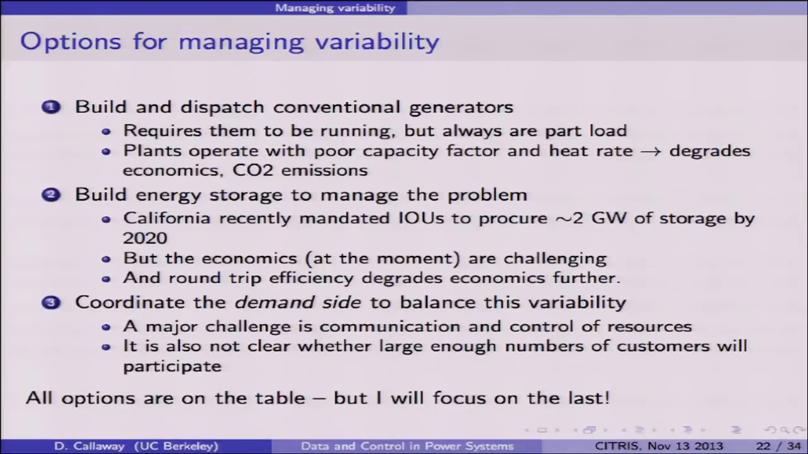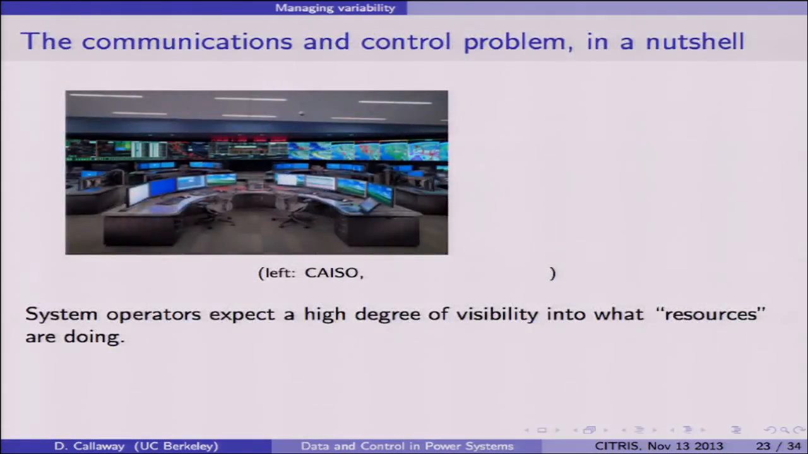So the third thing that we've been focusing on in our research is to coordinate the demand side to balance that variability. And I'll talk about that in the rest of the talk. So basically what I'm saying is that instead of moving generators around or storage around, if there's an increase in solar production, we increase demand just a little bit to deal with that. And if there's a reduction in solar, we reduce demand a little bit.